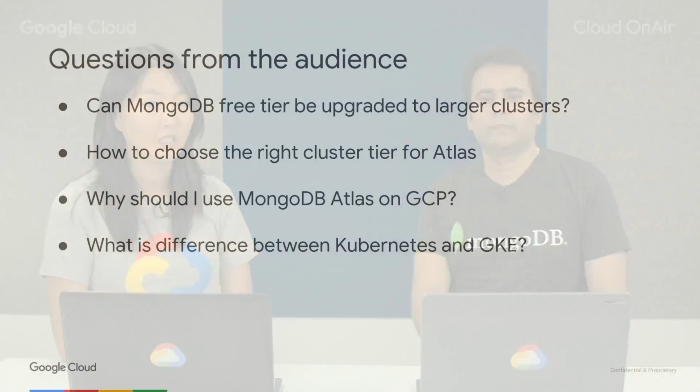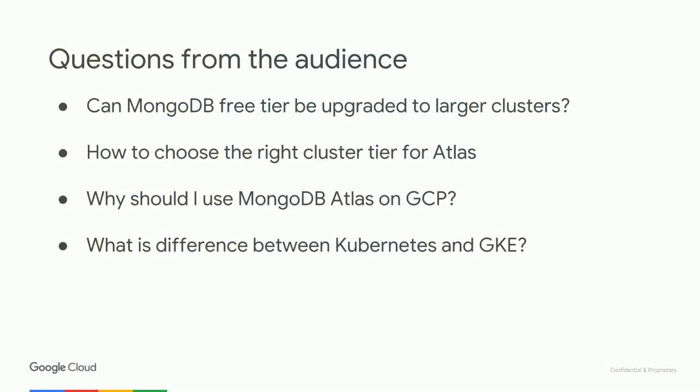I see. So the next question is, why should I use MongoDB Atlas on GCP? It's a great question. MongoDB Atlas is cloud agnostic. We work with three of the major cloud providers today: GCP, Azure, and AWS. Every cloud provider has their own strengths, and you can choose what strengths you want to use. Google is really a pioneer in machine learning.